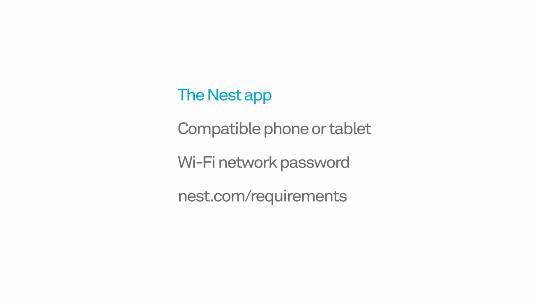The Nest app has complete installation instructions, and you'll need to use it to install your thermostat correctly and connect it to Wi-Fi. To use the app for setup, you'll need a compatible phone or tablet. Make sure you have your Wi-Fi password handy as well. Go to nest.com/requirements for more information.